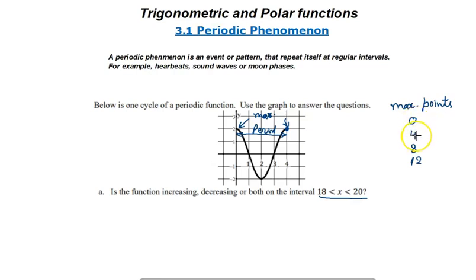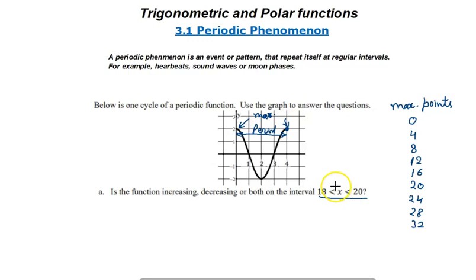0 plus 4, 4 plus 4, 8, 8 plus 4, 12. Next one would be at 12 plus 4, 16. And the next one would be at 20, 24. You keep on adding 4 and you will get the next maximum point. 28, 32, and it keeps on going like that.